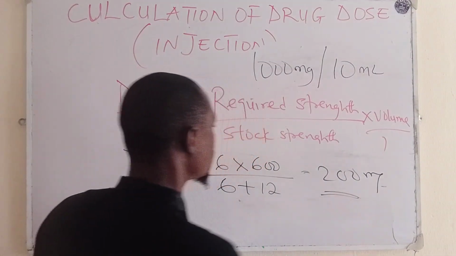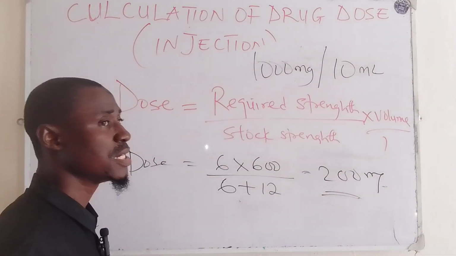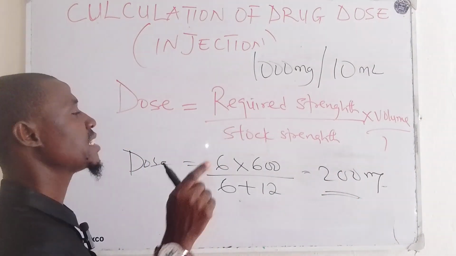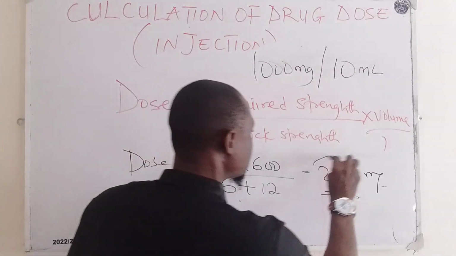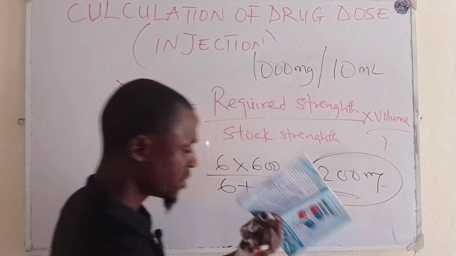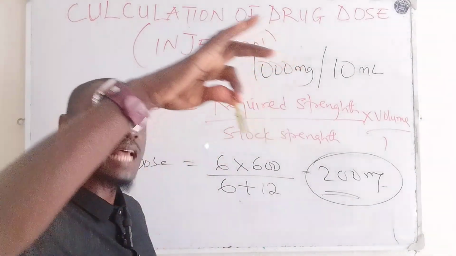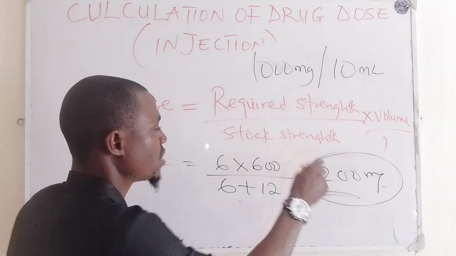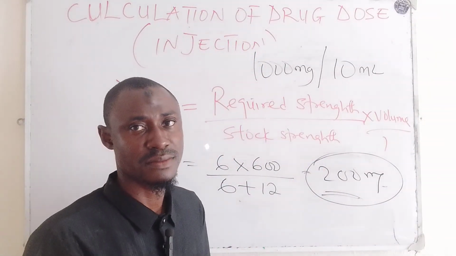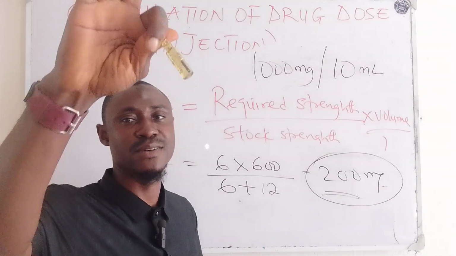So if this is 200 milligram, the dose of paracetamol injection that a child of 6 years will take is 200 milligrams. So automatically this is now our dose. But let me take our mind back. If I give you this paracetamol ampoule to bring out 200 milligrams, it will be difficult. Why? Because the whole ampoule itself is 300 milligrams.